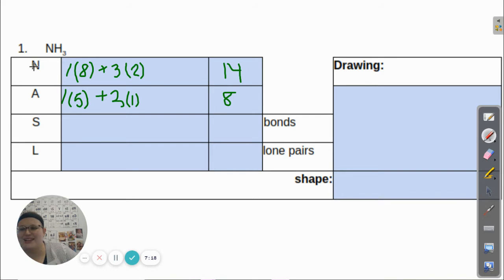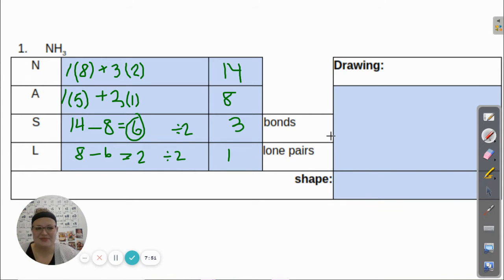All right, shared is going to be N minus A, so 14 minus 8, which is 6. I divide that by 2. That's going to give me 3 bonds. All right, for lone pairs, I do A minus S, so 8 minus, and it's this number here before we divide by 2. 8 minus 6, which gives me 2. And then divide that by 2. That's going to give you 1 lone pair.